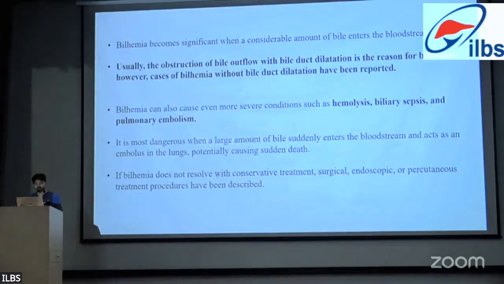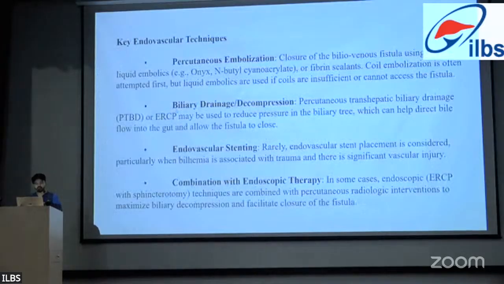If bilhemia does not resolve with conservative treatment, there are surgical, endoscopic, as well as percutaneous treatment procedures which have been described. Coming to some endovascular techniques, percutaneous embolization, where we close the biliovenous fistula with either coils, liquid embolics or fibrin sealants. Coil embolization is often attempted first, but liquid embolics can also be used if coils are insufficient.